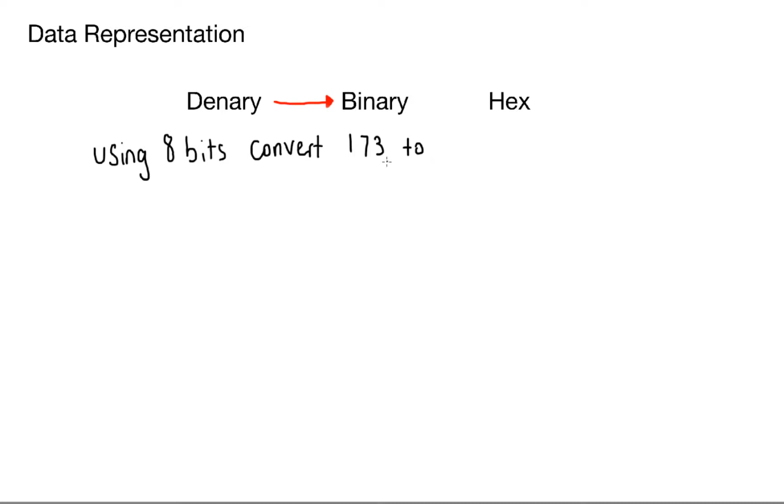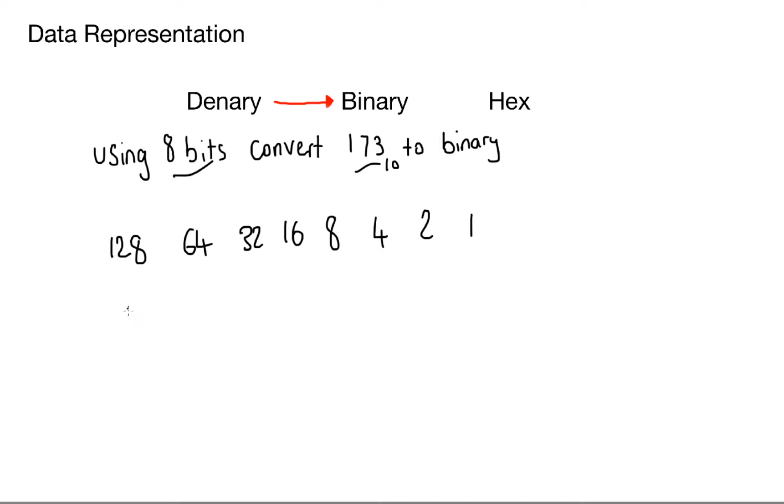Using 8 bits, convert 173 in base 10 to binary. First thing I do is I write out my 8-bit values. I take 173 and say, can I take 128 from that? Yes, I can. That leaves me with 45 left over. I say, can you take 64 out of 45? No, I can't. Can you take 32 out of 45? Yes, I can. So I put a 1 there. And that leaves me with 13 left over.